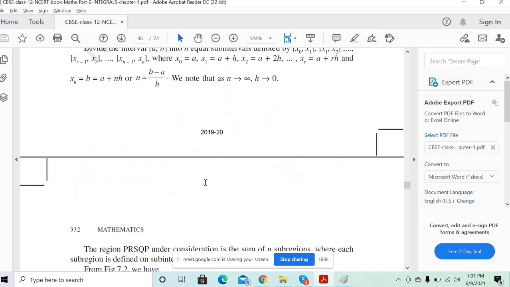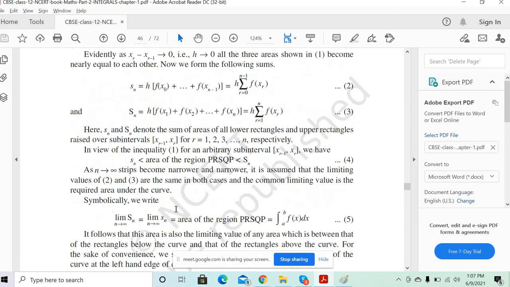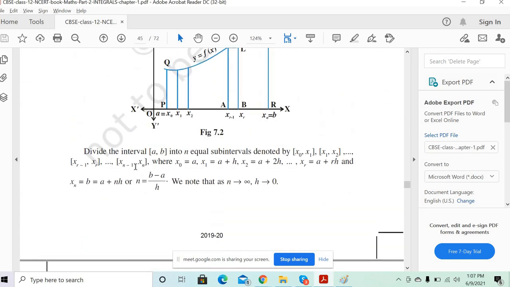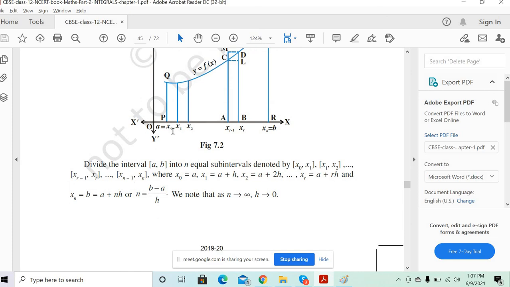If you see here, what exactly do we do? We'll divide in the first part. Here h tends to zero. Now we'll try to put it in the form of an AP. So the first term is x0, that is a, the second term is x1, the third term is x2, and so on, the nth term is x to the power n, correct?